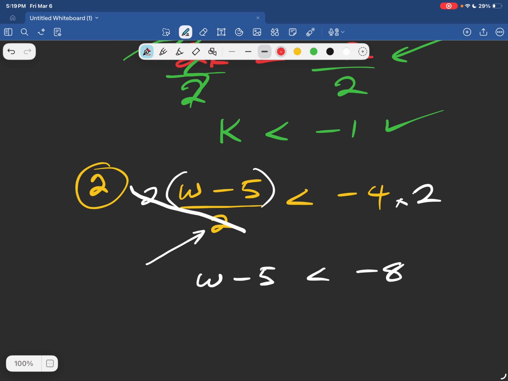Our final step is to add a 5 here and add 5 here. That's the additive inverse, so we're left with w is less than negative 3. And that is our final answer.